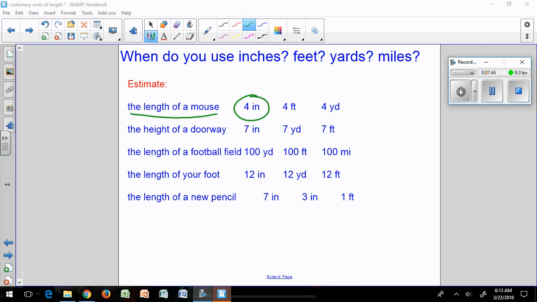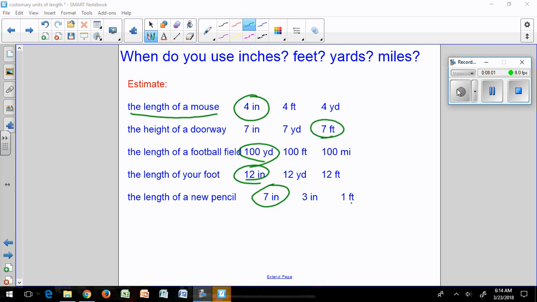Go through the rest and just circle which ones you think are the most likely answers. If you're going to estimate the height of a doorway, the length of a football field, circle which ones you think are the most likely. Go, pause.